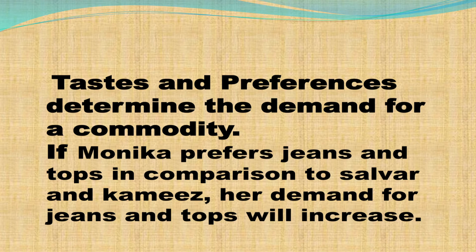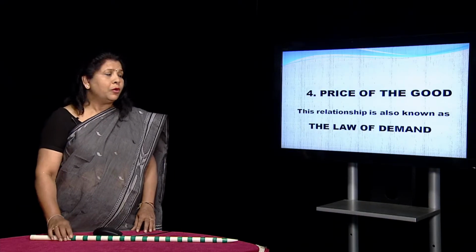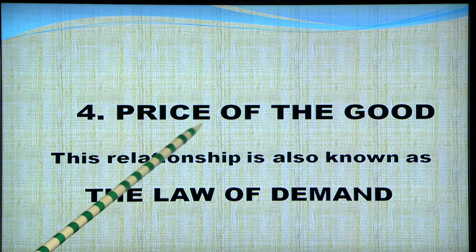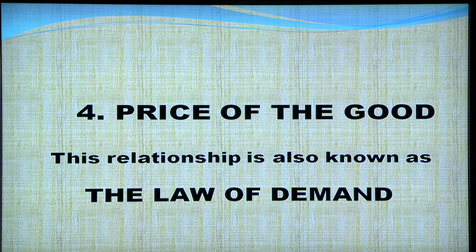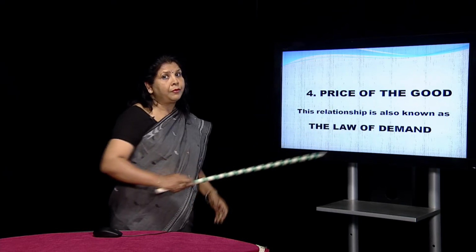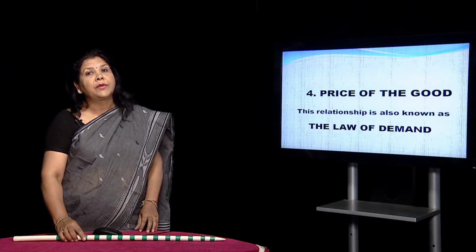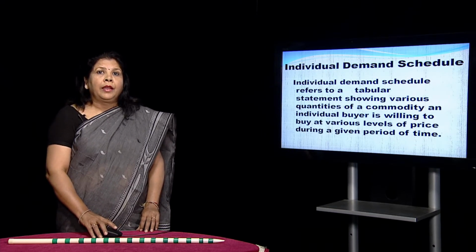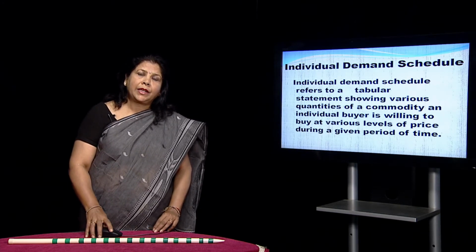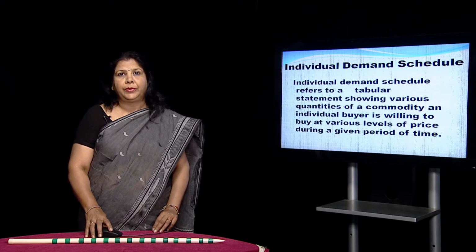Here is an example. If Monica prefers jeans and tops in comparison to salwar and kameez, her demand for jeans and tops will increase. Let us now come to the most important factor affecting the demand for a commodity, and this is the price of the good in question. This relationship holds so true for most of the commodities, and that is why it is also known as the law of demand. To understand the law of demand, let us first understand the individual demand schedule.